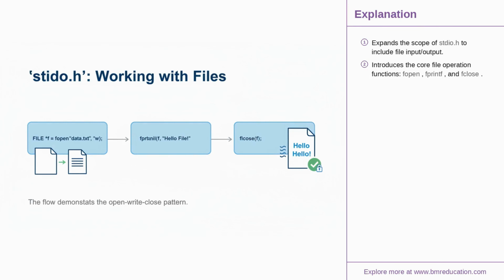Beyond the console, stdio.h is also your gateway to working with files. Functions like fopen let you open or create a file on the disk. Once a file is open, you can use fprintf and fscanf, which work just like their console counterparts, to write to or read from the file. Finally, fclose closes the file, saving the changes. This is fundamental for any program that needs to save data.